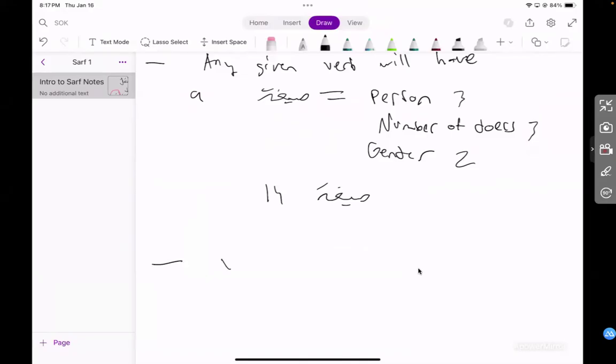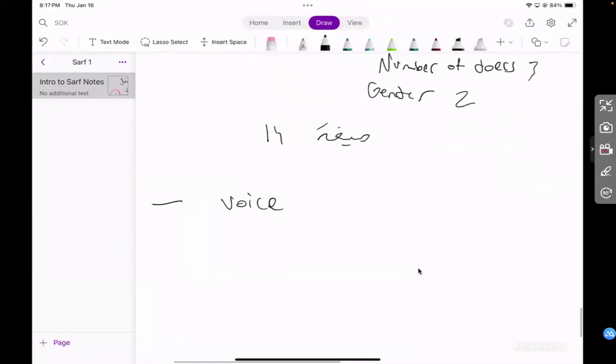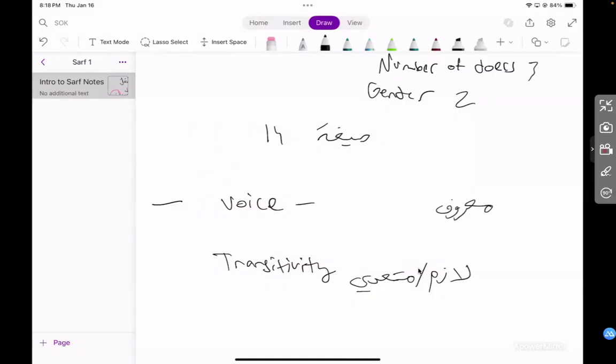Another thing that we discussed is voice, and we also discussed transitivity: lazim and muta'addi. We can just write Arabic for this. Lazim, muta'addi, and then voice. This is what we know as ma'ruf and majhul.